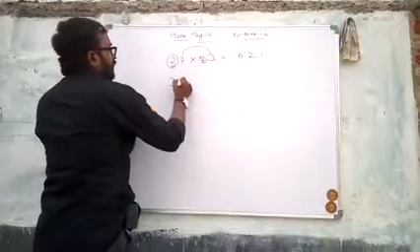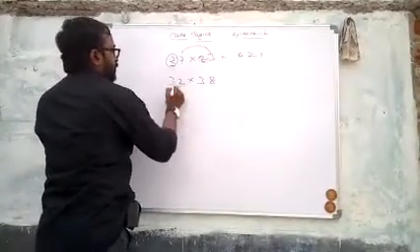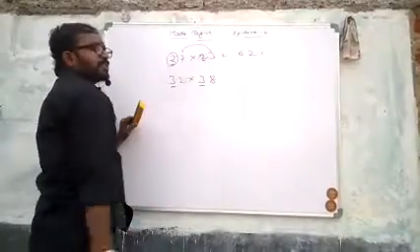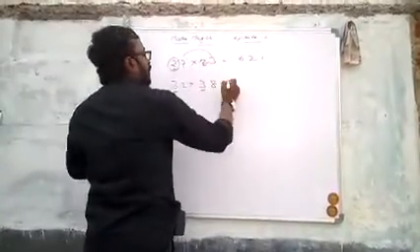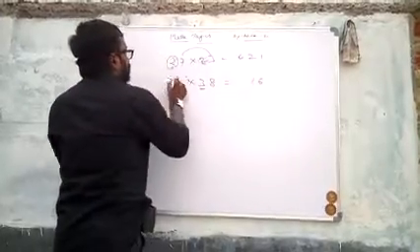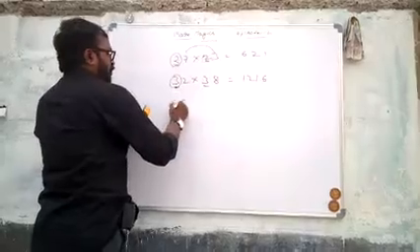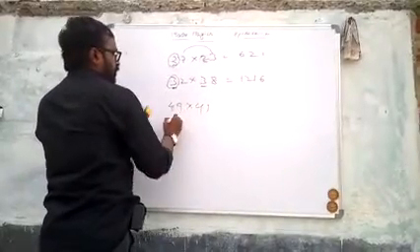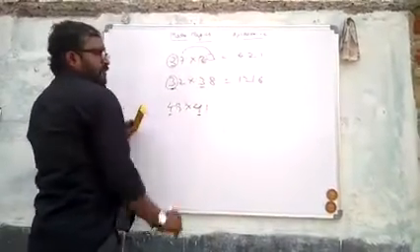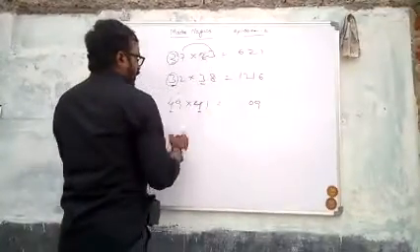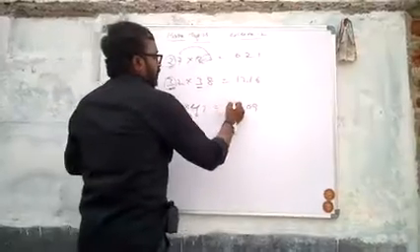Like that, 32 into 38. See, both the tens digits are the same. The sum of the units digits is 10. That is why we can solve. 8 2s are 16. Tens digit is 3. 3 after 4, 3 4s are 12. Like that, 49 into 41. Both tens digits are the same. 9 plus 1 is 10. That is why 9 1s are 9. We should write 09. 4 after 5, 4 5s are 20.